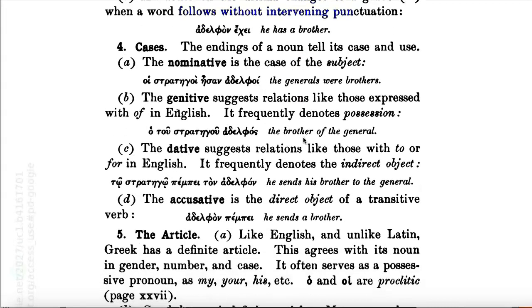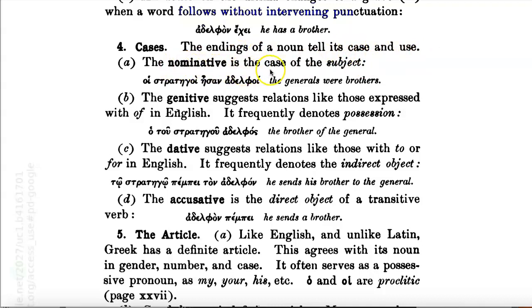Number 4, cases. When we talk about cases, what we mean is a different version of a word that's required for a specific job in a sentence. For example, in English we say, he likes him. We can't say, him likes him, because the subject of a sentence has to have he. Greek does the same thing much more extensively. Cases. The endings of a noun tell its case and use.